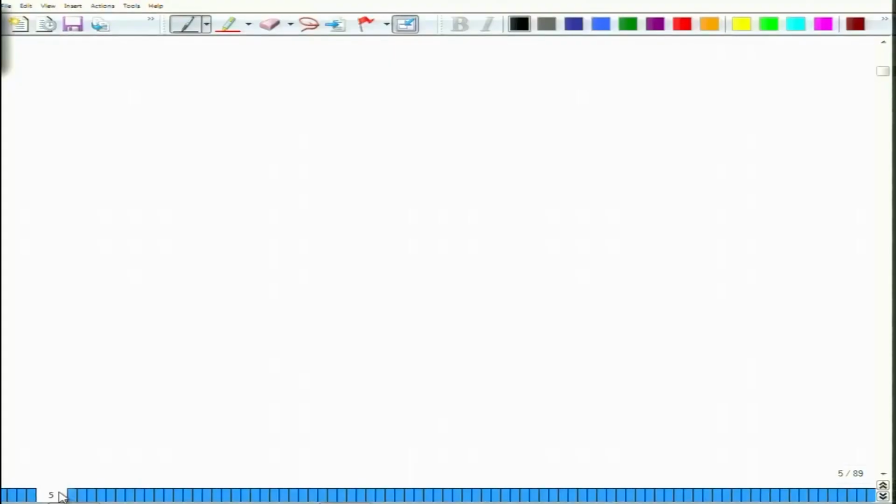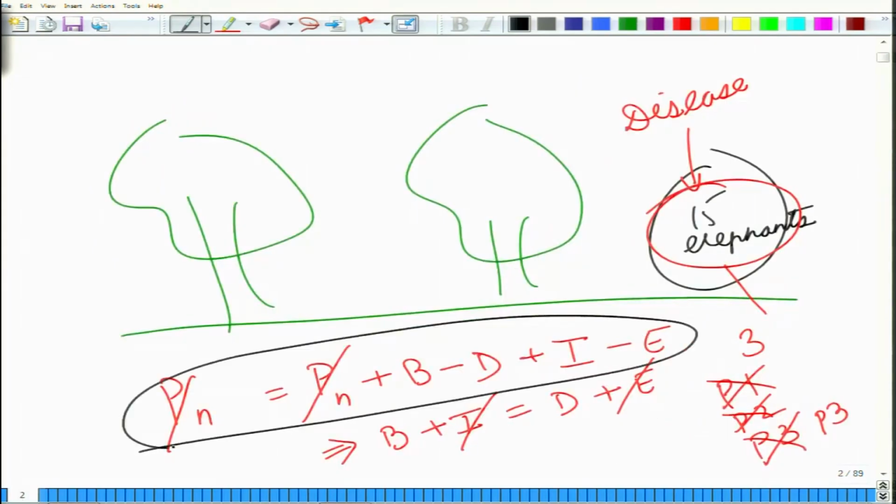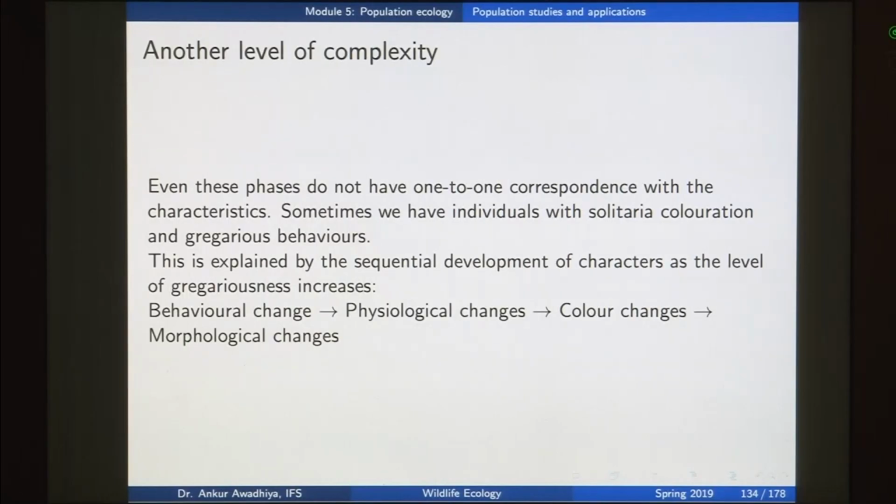So, essentially, when we looked at our computations, when we said that we have this formula that applies to all the cases, this is an extremely theoretical way of explaining things. If you look at the field situations, in a number of cases you will find things that change in the field. So, in this case you have individuals with solitary coloration and gregarious behavior.